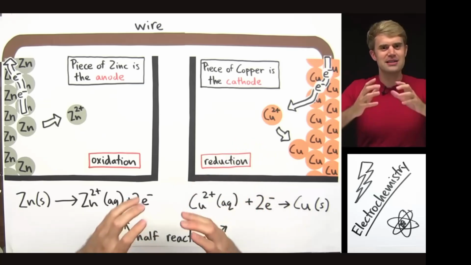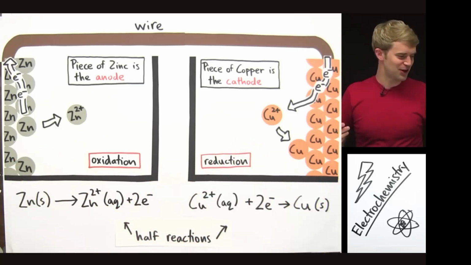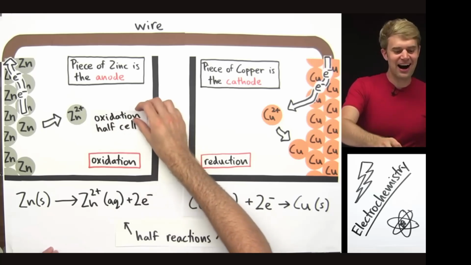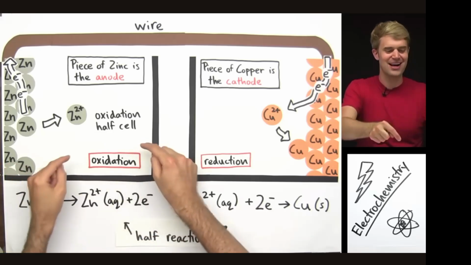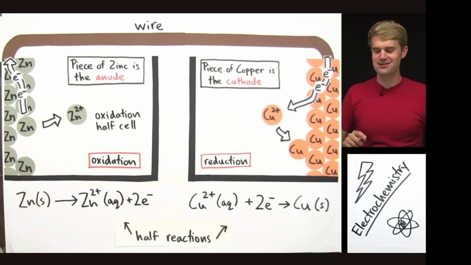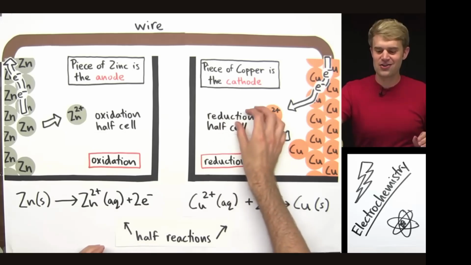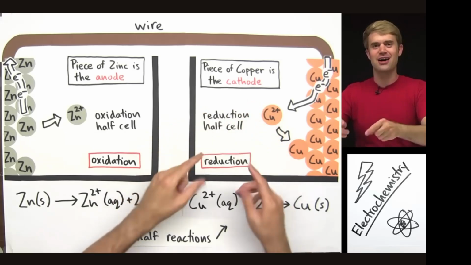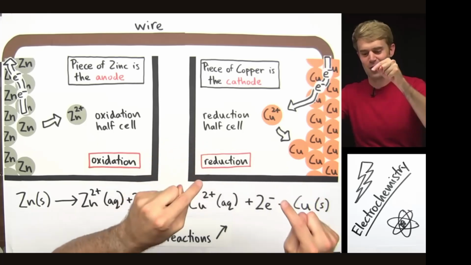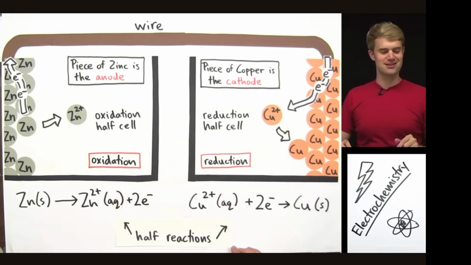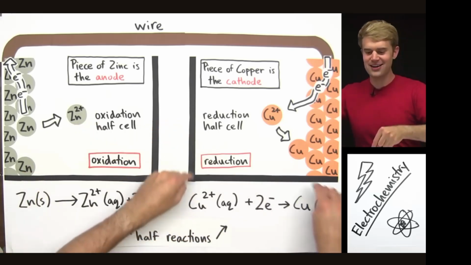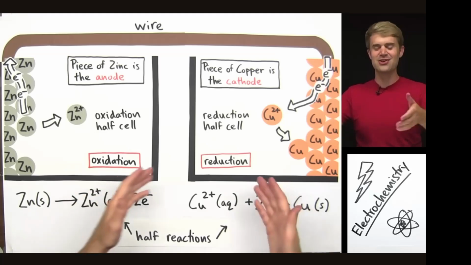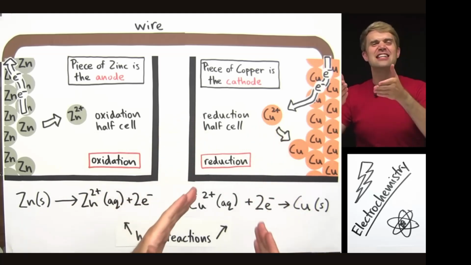And we can actually give names to these 2 parts of the voltaic cell as if each one of them is half of the big picture. We call this the oxidation half cell. It's half of the voltaic cell where the oxidation is taking place. And we call this the reduction half cell. It's half of the voltaic cell where reduction is taking place. So you can fill that in on the diagram as well, to show what's going on in each one of the half cells.